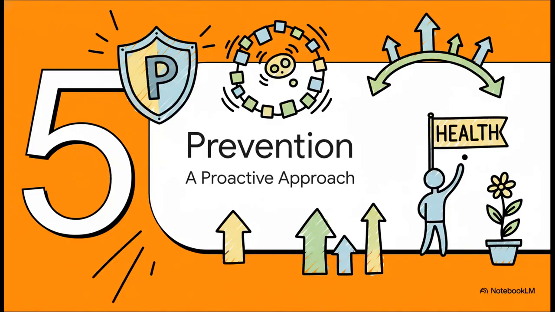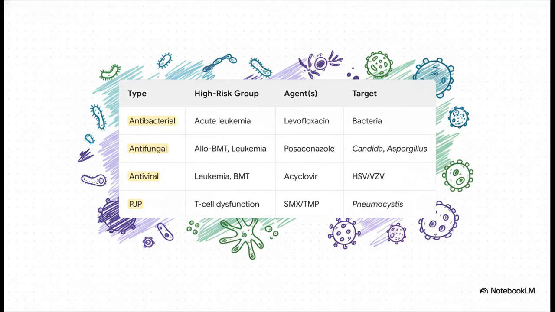So we spent a lot of time on treating active infections, but honestly, an even better approach is to stop them from ever starting. And that's where prophylaxis comes in for our most vulnerable patients. This table is a fantastic summary. For patients who we expect to have deep, long-lasting neutropenia, think acute leukemia patients, we'll use an antibacterial like levofloxacin to prevent infections. For antifungal prophylaxis in that same group, posaconazole is the star for preventing molds like aspergillus.